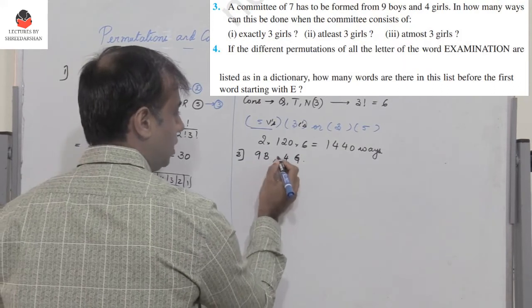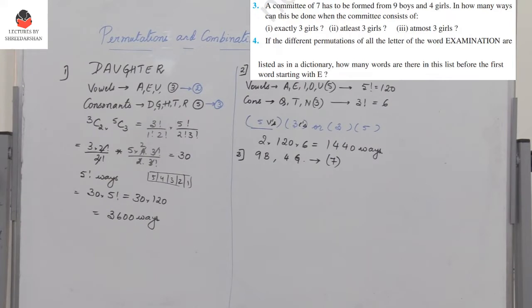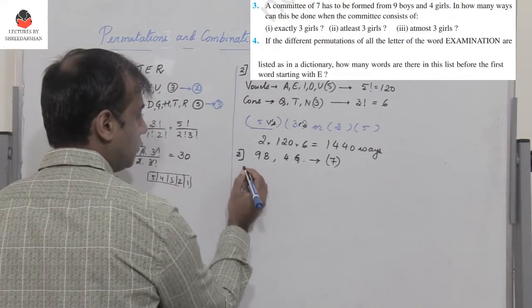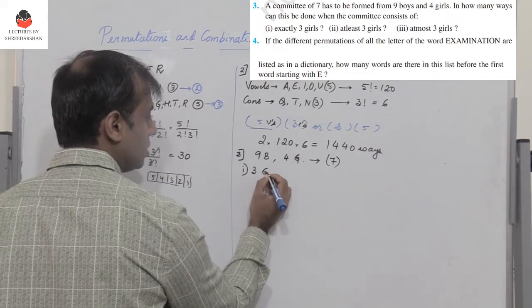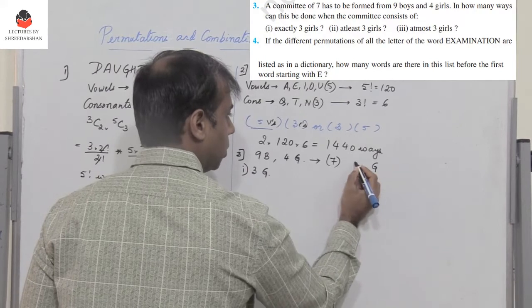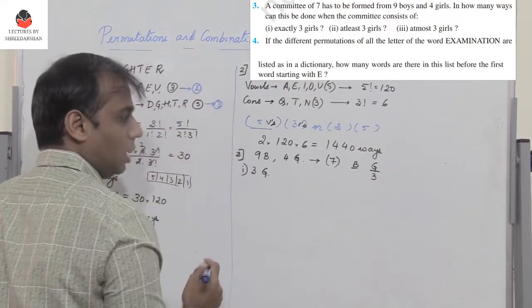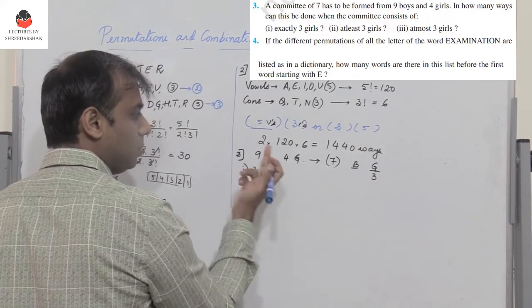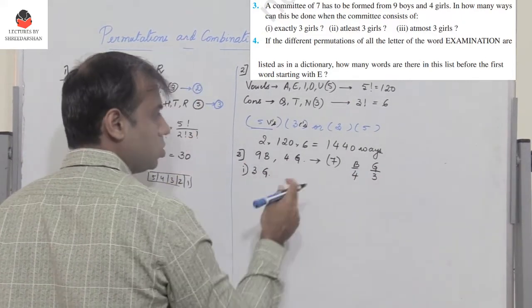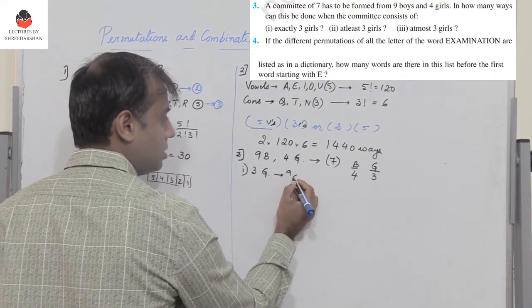A committee of 7 has to be formed from 9 boys and 4 girls. In how many ways can this be done when the committee consists of exactly 3 girls? So the first case is you have 3 girls. If I exactly choose 3 girls, then the remaining 4 have to be boys, isn't it? So I have to select 4 boys from 9, so it's going to be 9C4.